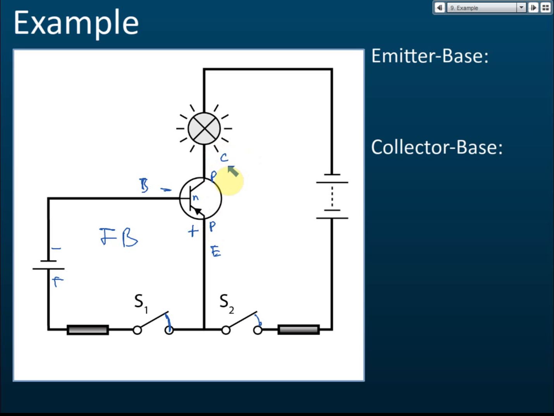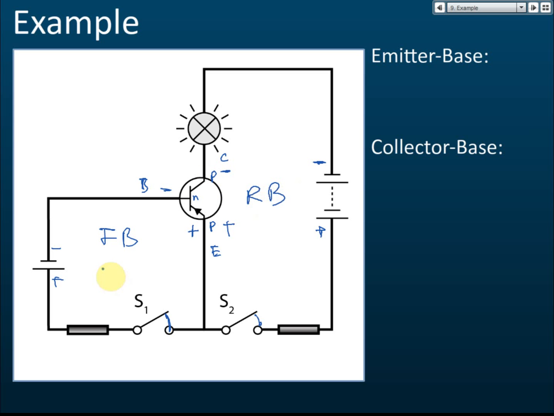Then how about the collector base? Collector base, what we are concerned with is this one. The base is negative to N, and the collector is negative to P. So it is reverse bias, RB.